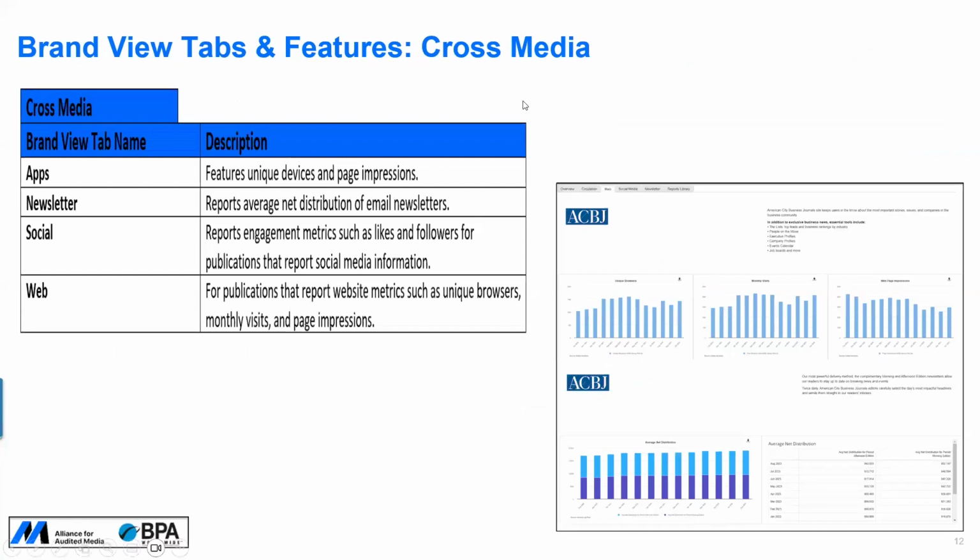The other tabs that are available for all divisions is cross media. So in addition to auditing a publication's circulation data, AAM can also audit your cross-media information, such as your apps, your newsletter, social, web. If we audit that information, you certainly can highlight that in BrandView. And we can have a tab separately for web, social, newsletters, and apps. This here is just a quick example of what it looks like for web, and I'll show you that in detail in a moment.